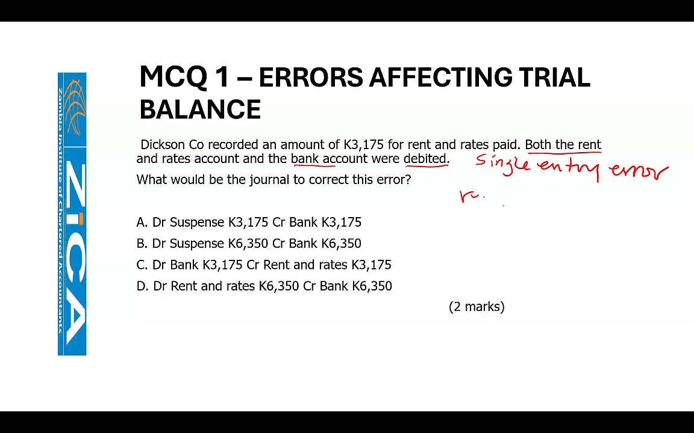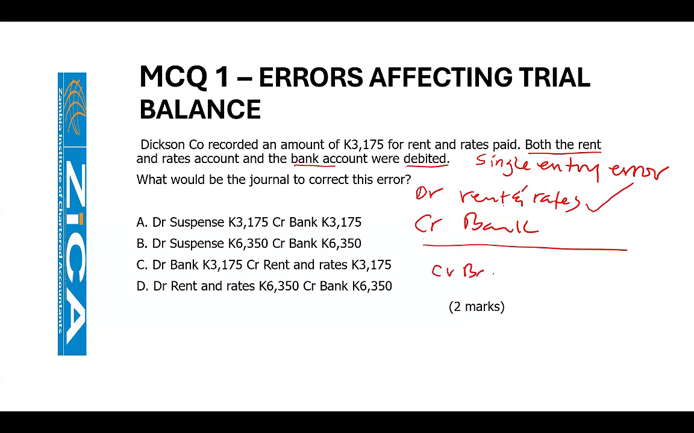So ask yourself, between rent and rates account and bank account, which one needs to be debited? So when you make a payment for an expense, you debit the expense account and you credit bank. So if both accounts were debited, it means that the rent and rates was correctly recorded because it requires a debit entry for a payment. It was debited. To make a correction now, we are supposed to say credit bank with twice the amount involved. So twice the amount involved is 6,350.